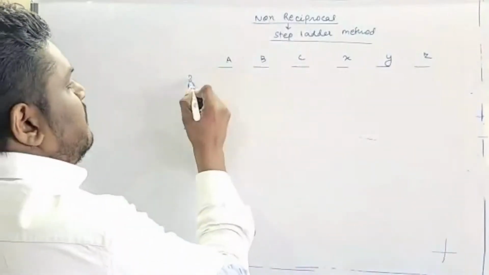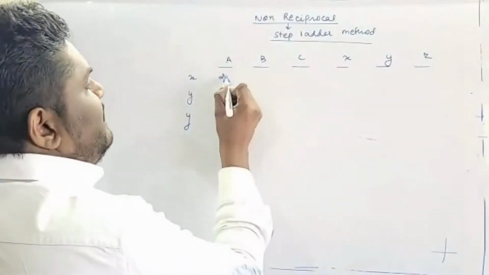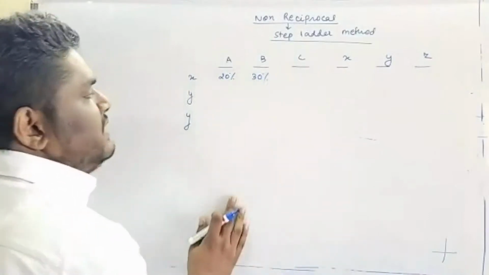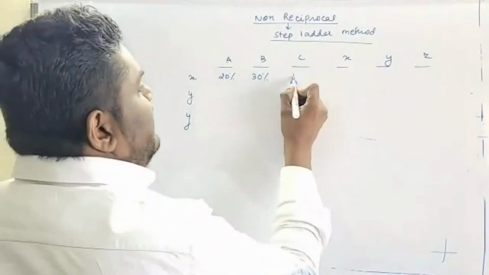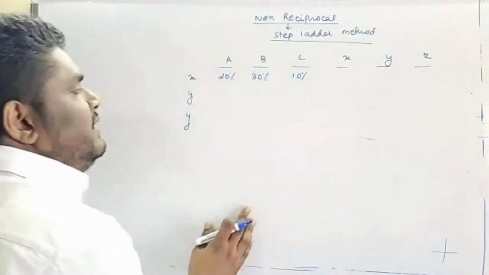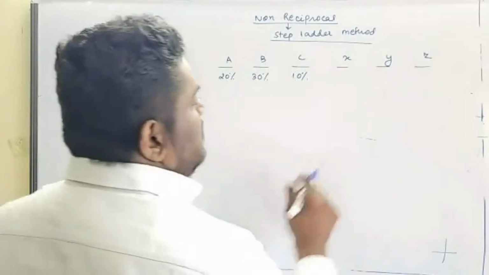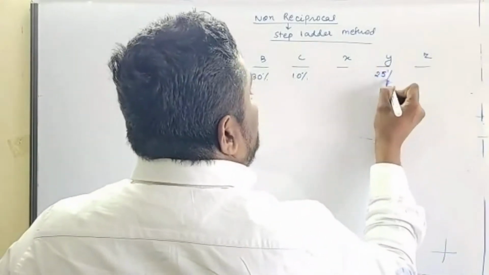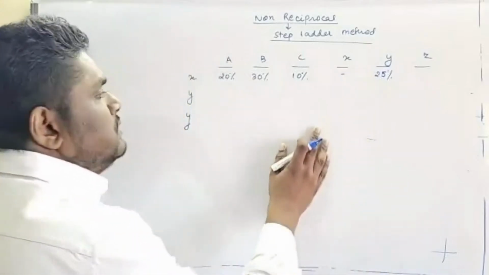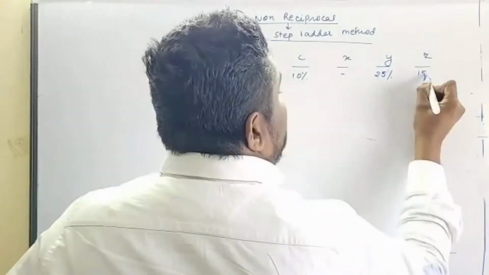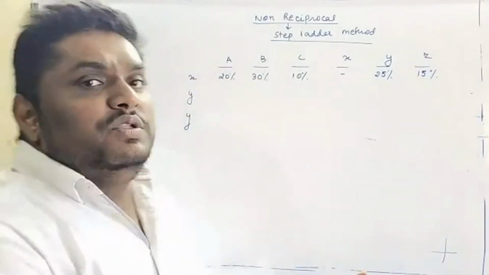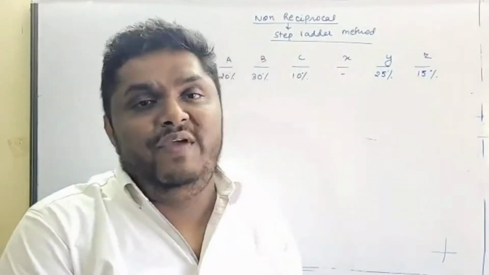Information is given in the question as regards X. 20% services are provided to A, 30% to B, 10% to C, 25% to Y, and 15% to Z. So this should be the basis of apportionment of X.